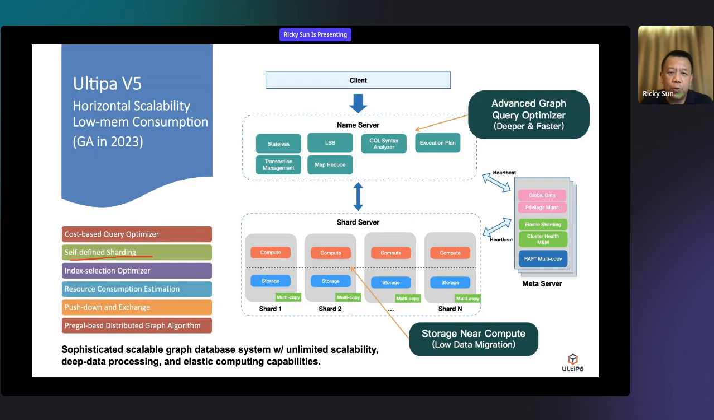So the two key things we talk about are low data migration and compute-centric storage, which is essentially the same thing. And also there are a lot of opportunities for deeper query optimization. The goal is always to achieve a better, faster turnaround time.